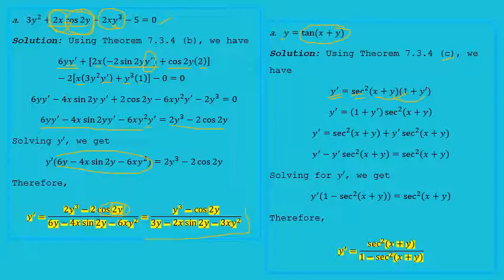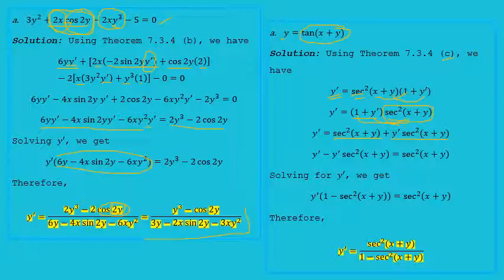So, nilagay ko dito sa unahan si 1 plus y prime, saka si secant squared of x plus y. So, which means, si 1, i-distribute natin dito. Okay, so 1 times secant squared of x plus y is secant squared of x plus y. And then y prime times secant squared of x plus y is y prime secant squared of x plus y. Okay, so we have y prime minus y prime secant squared of x plus y.